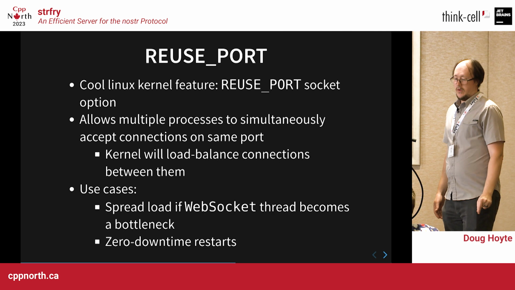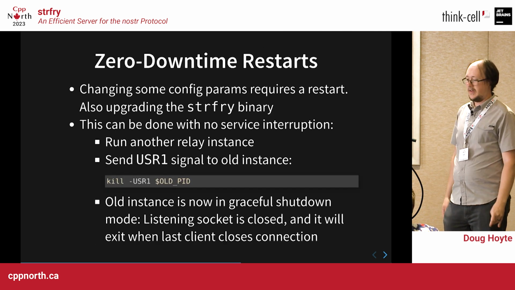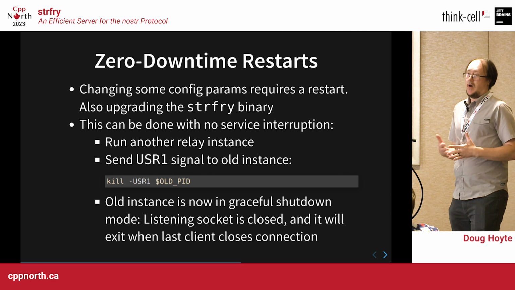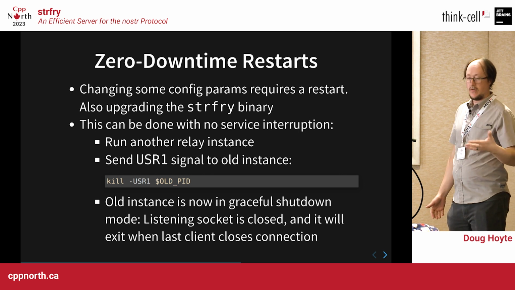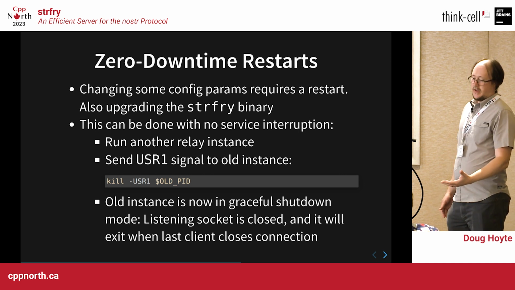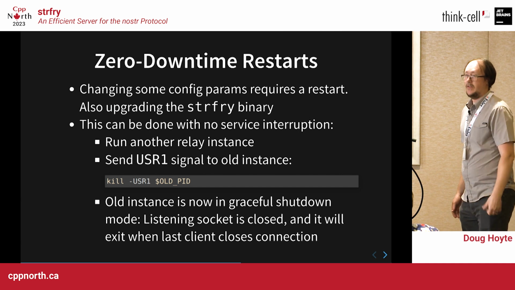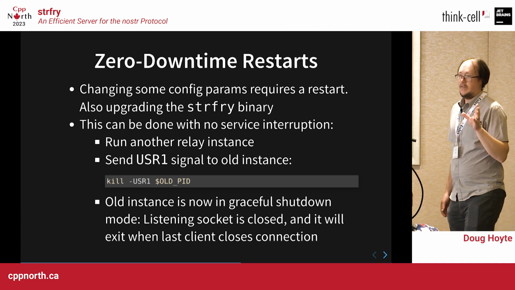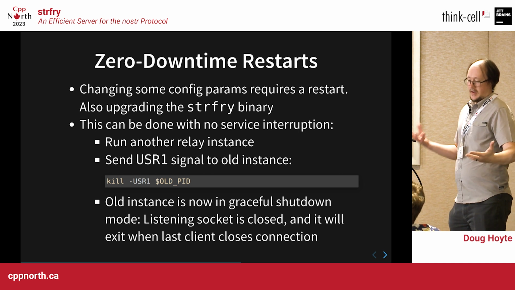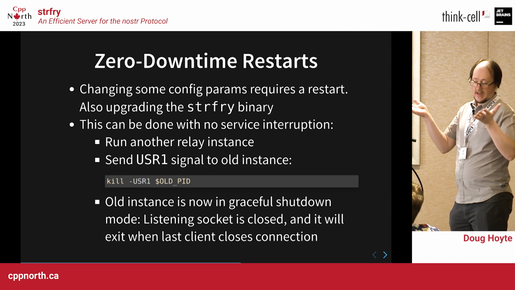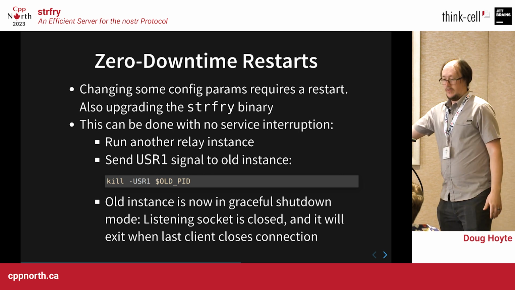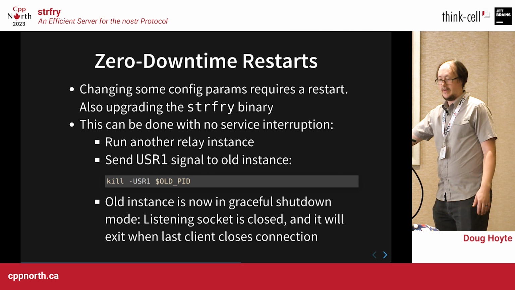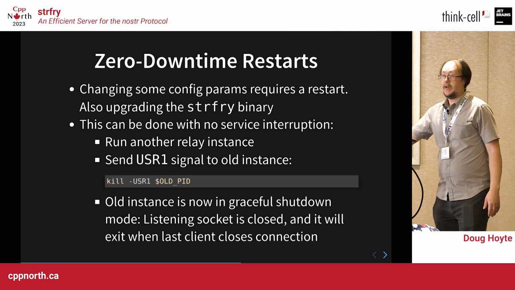Another use case is what I call the zero downtime restarts, right? The way that works is that suppose you do want to restart the server, like maybe you've changed a parameter that requires a restart, or you're upgrading the strfry binary, and you want to restart it without actually dropping any connections or having any service interruption for your users, right? The way you do it is you run another relay instance, and then you send this USR1 signal to the old instance. And that triggers what we call a graceful shutdown, right? It tells the old instance to stop listening for new connections, in other words, by closing its listening socket. And then it keeps processing all of the current connections until the last one closes, sorry, and then it exits itself. So that's a graceful shutdown. Nginx actually does something a little bit similar, but I don't think they use reuse port. They have like a file descriptor passing between instances or something, much more complicated.